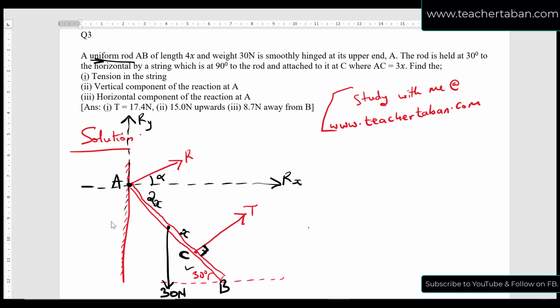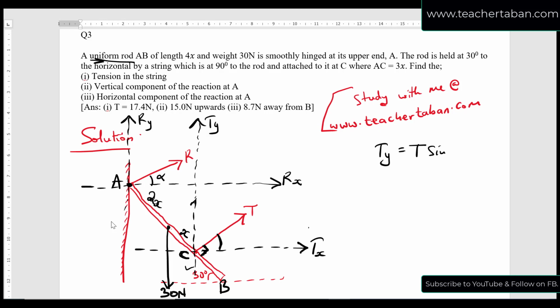So if I do the same at point C, getting the horizontal and the vertical components of the tension, I'll simply be having this one as my tension Ty, and then my tension Tx. And remember that our tension Ty is the same as T sine of the angle. Which angle is this one here?